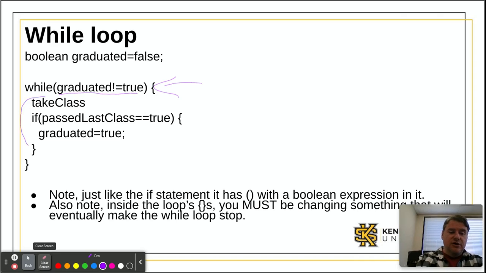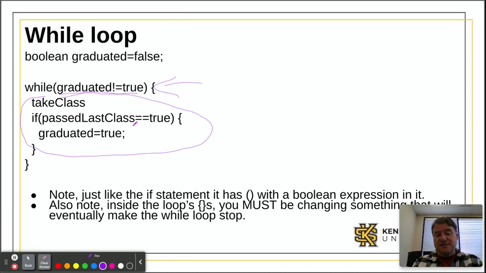And it looks like there are 3 lines of code, one of which is a part of an if statement. So take class, whatever that means. And then we have, if you passed your last class, then graduated is true.